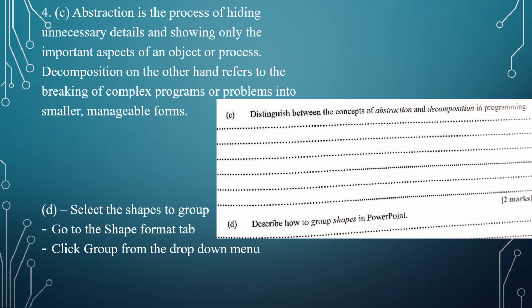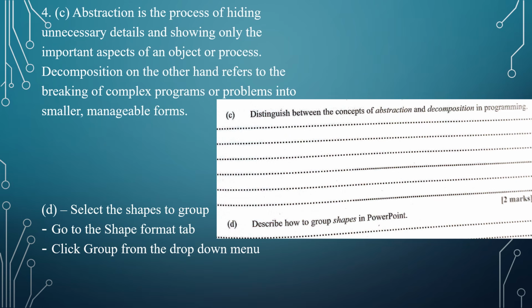And C says we should distinguish between abstraction and decomposition in programming. These are programming terms where abstraction is hiding unnecessary details, while decomposition is breaking down a complex problem into manageable forms or into simple forms.